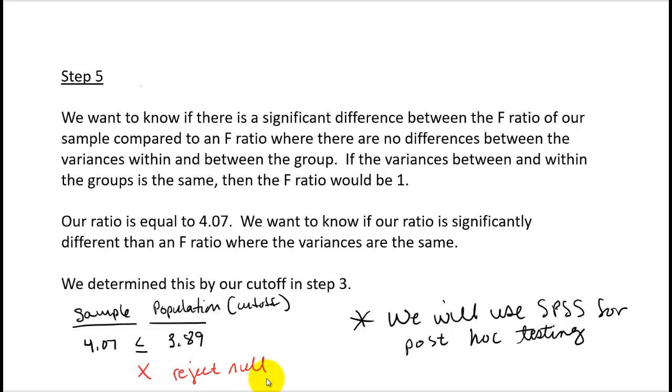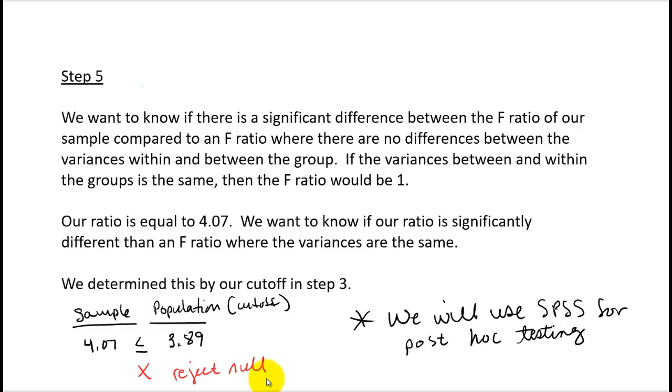We found that there was a significant difference between the ratio of the variances between and the variances within. These results indicate that we reject the null hypothesis and we support the idea that there is a significant difference somewhere among those 3 groups. That is it. Now, there is one small issue.